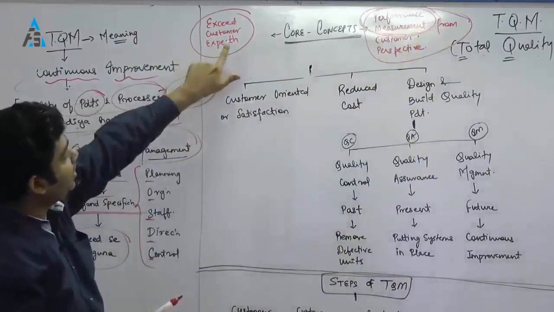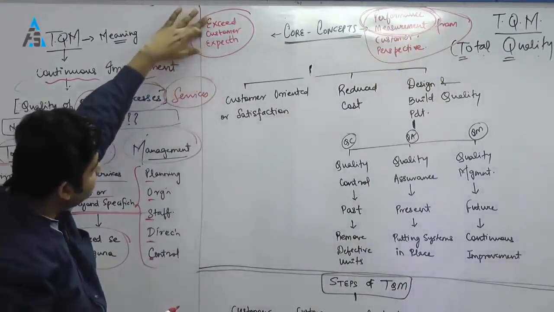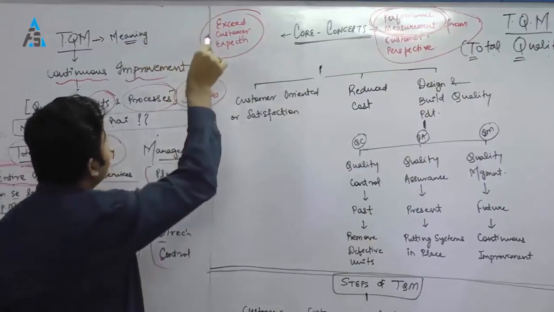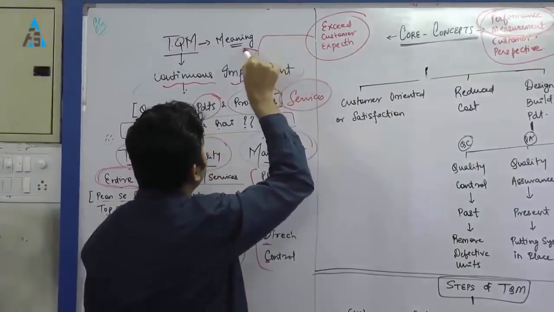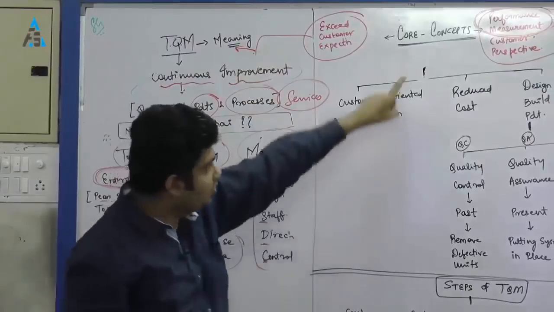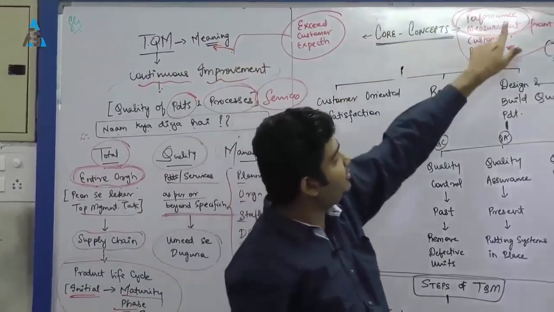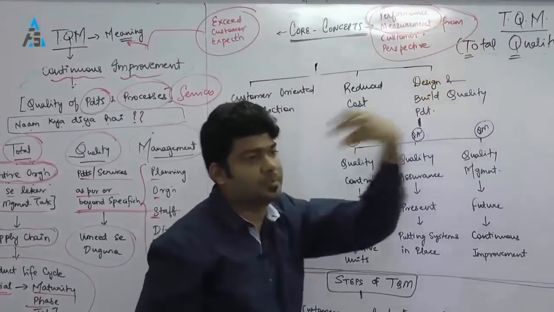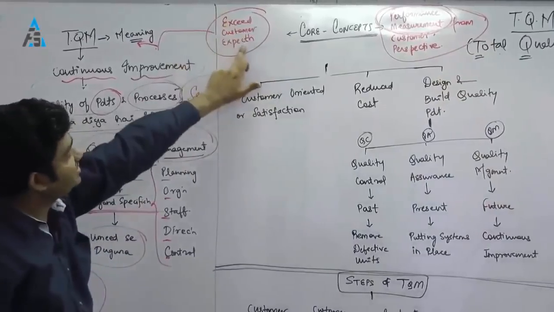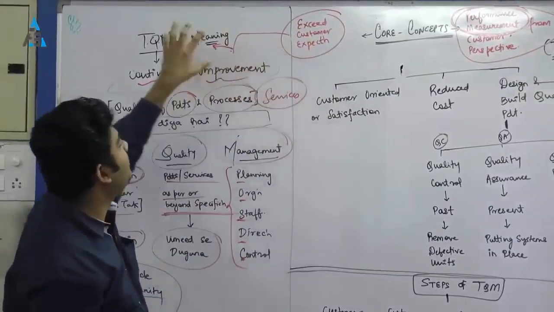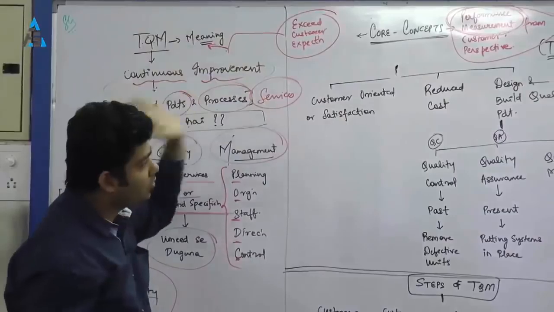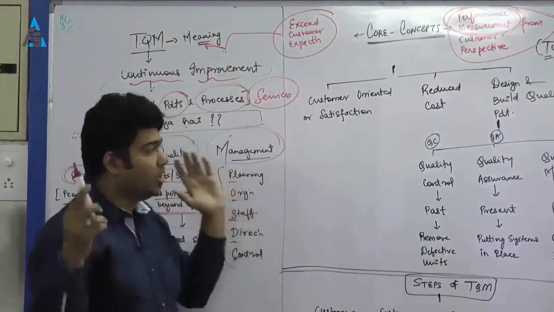And second, how are you going to exceed the customer expectation by applying the concept of total quality management? So the core concept says that your performance measurement from the customer perspective should exceed customer expectation. How are you going to do that? By applying what? Total quality management in your organization.